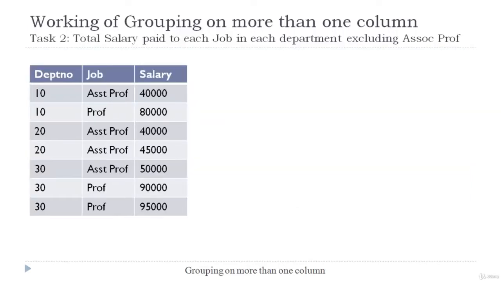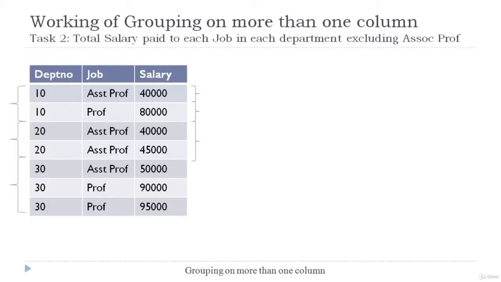Here, for simplicity, we are only considering three fields: department number, job, and salary. So the first grouping will be created for department number 10, then for department number 20, and for department number 30. Here we have two records in department number 10, two in 20, and three in department number 30. Within each department number, subgrouping will be created on job. We have only one job of assistant professor in department number 10, so this subgroup will contain only one record. The subgroup of professor in department number 10 will also contain one record, while the subgroup of assistant professor in department number 20 will contain two records as shown here.